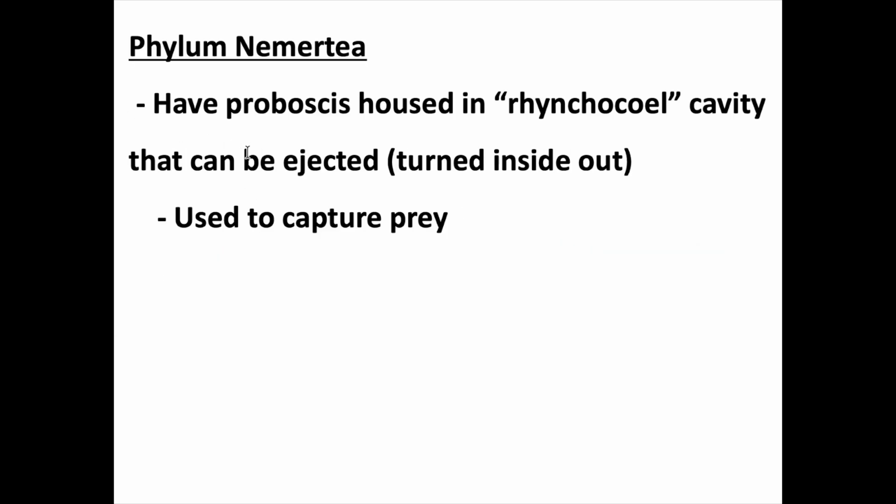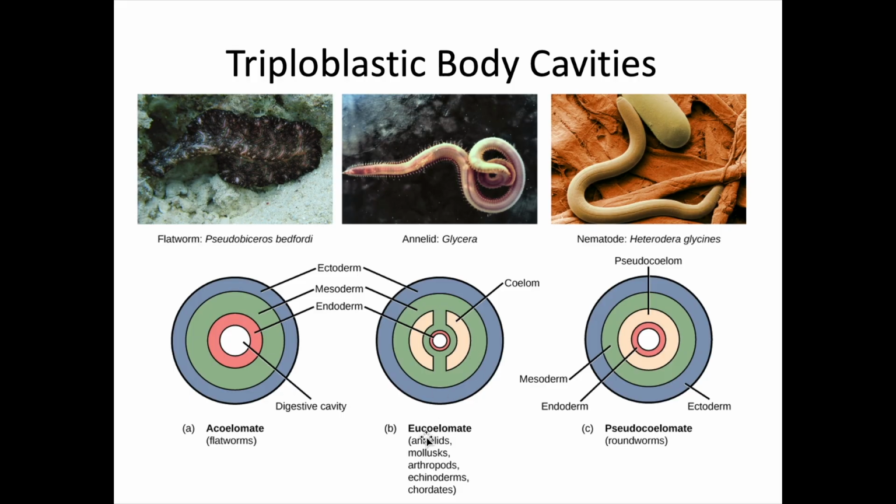So the members of phylum Nemertea have a proboscis housed in this rhynchocoele cavity that can be ejected or turned inside out. It's used to capture prey. Another interesting thing about these Nemerteans, they are coelomates. And their coelom houses a closed circulatory system. Okay, so yep, we've got our first of many coelomates or eucoelomates here, and this body cavity within the mesoderm is our first circulatory system that we've come to.